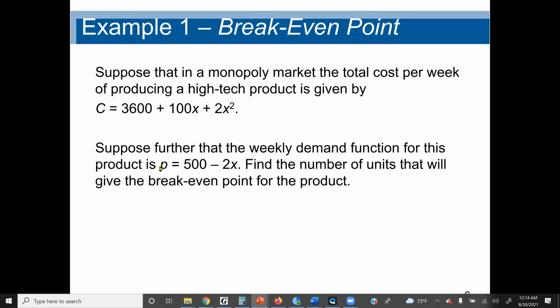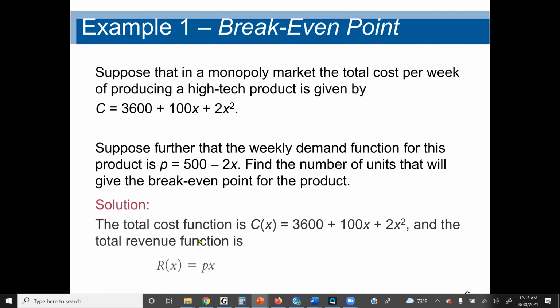We say that R of x equals P times x, and P is 500 minus 2x, everything times x. So that will give me R of x. The C is already given to us, 3,600 plus 100x plus 2x squared. x is the number of products sold. So we equate the two together because we are looking for break-even. So it will be C equals R, or C of x equals R of x.